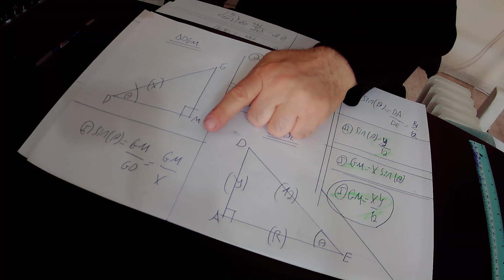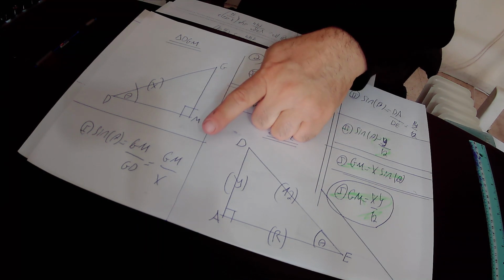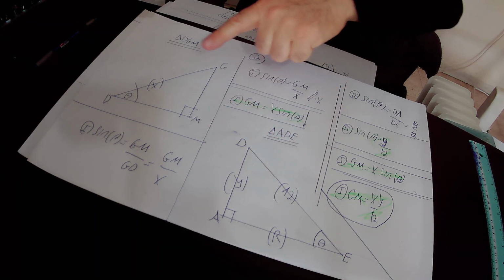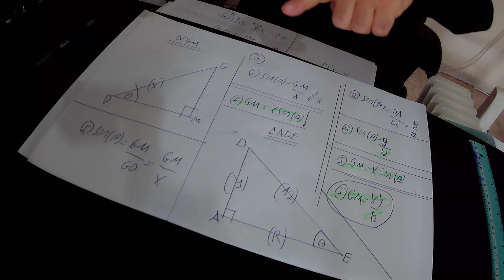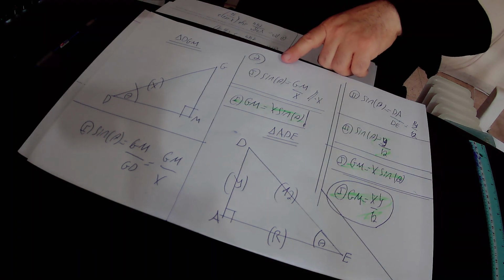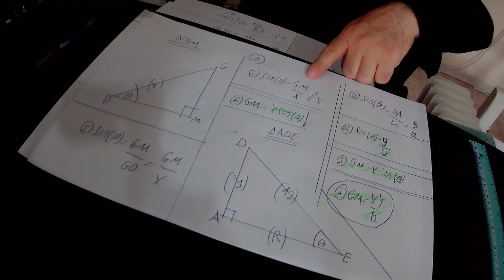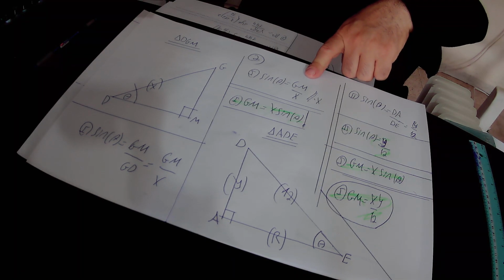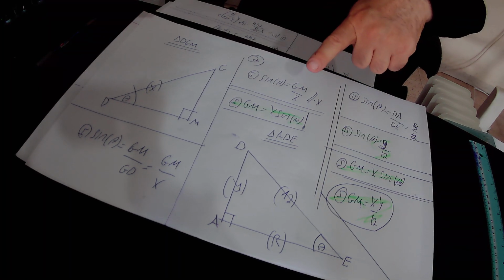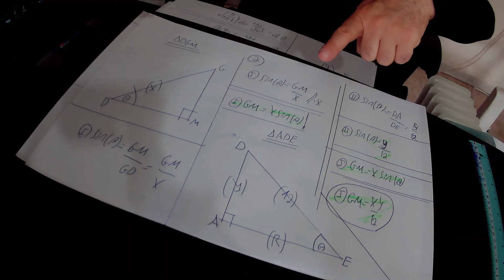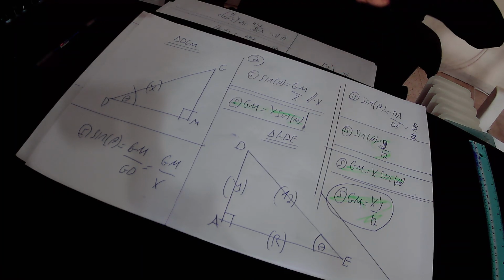So sin theta equals GM over GD. GM is the missing side, so we leave it as it is, and GD is X, so we substitute GD by X. In total, according to equation 1, sin theta equals GM over X. We multiplied equation 1 by X, and finally found that GM equals X times sin theta. Again, GM equals X times sin theta, according to equation 1.